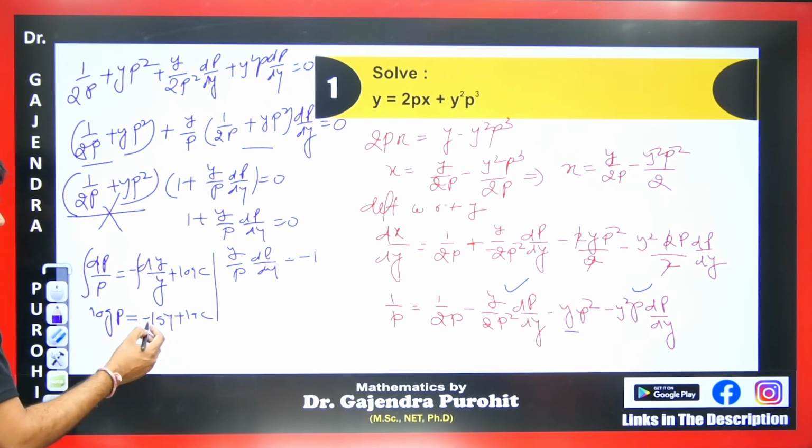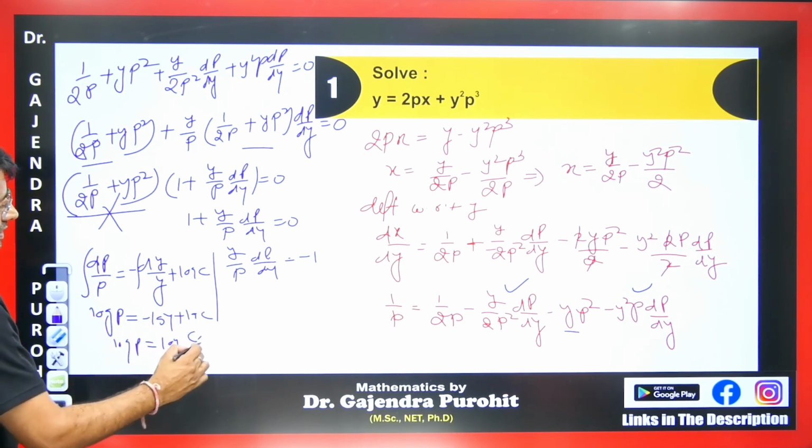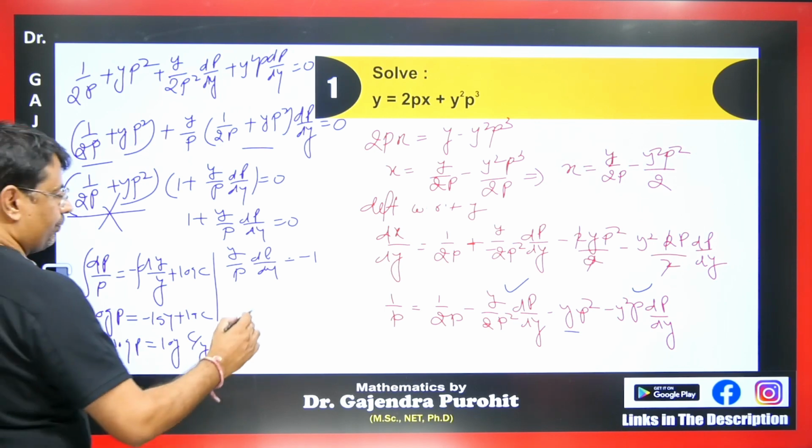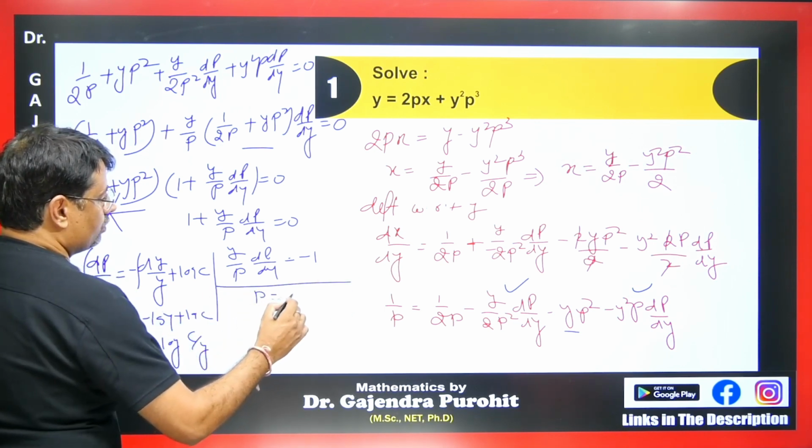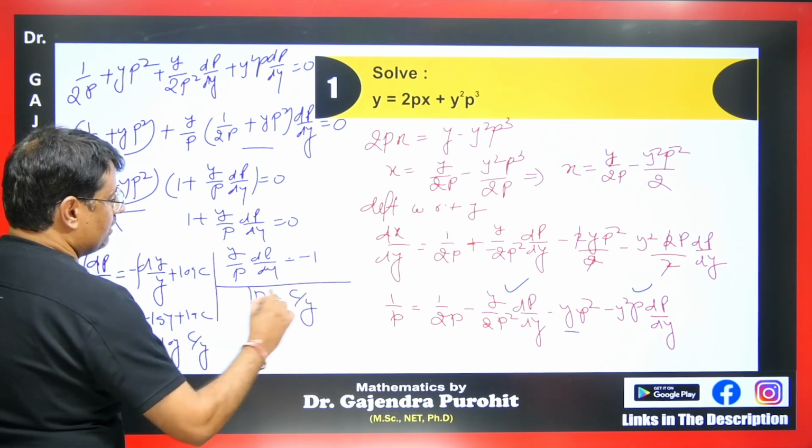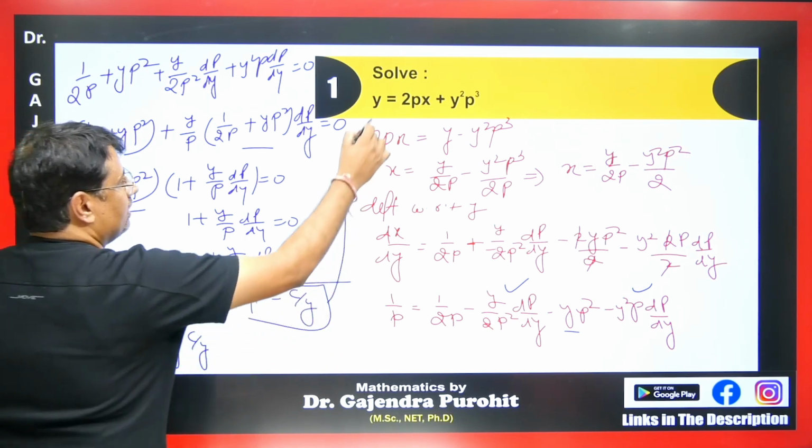This minus log y will go below, then log p will be equal to log c divided by y, and log will get cancelled with log. So the value of p will become c by y here, right? You have to take this value of p and put it here in the question.